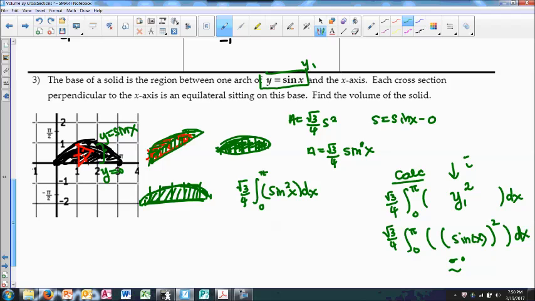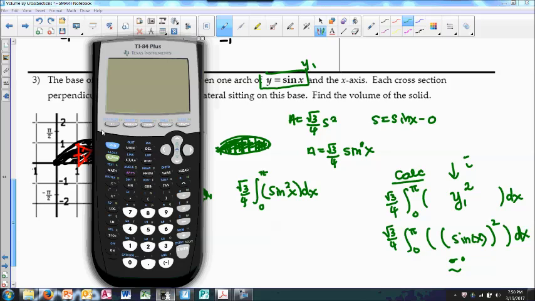So if I use my calculator and I type y1 as sine of x, since I'm only using the y1 function, I really don't even have to change anything else, but it is good practice to clear out. Then I'm going to use the fraction feature to enter the square root of 3 over 4.